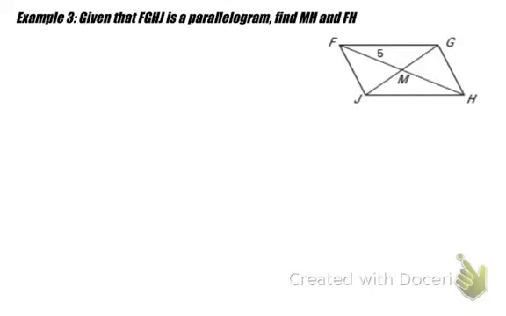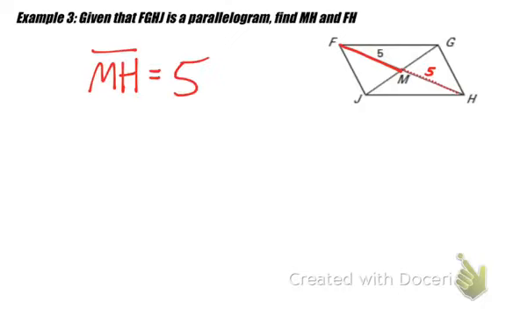So then using that last property, given that FGHJ is a parallelogram, we have to find the measurement of MH and FN. MH is right here. FH is the entire diagonal. Well, we know that FGHJ is a parallelogram, so the diagonals do bisect each other, which means that FM is the same measurement as MH. So that's got to be 5. So MH is equal to 5.